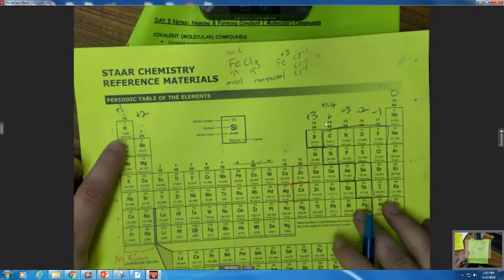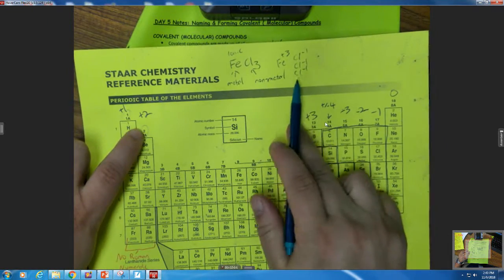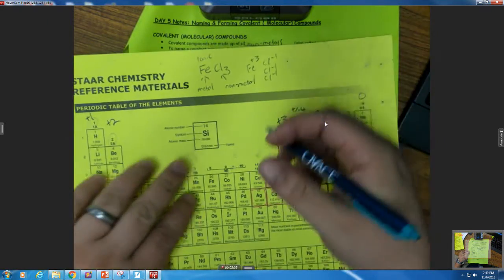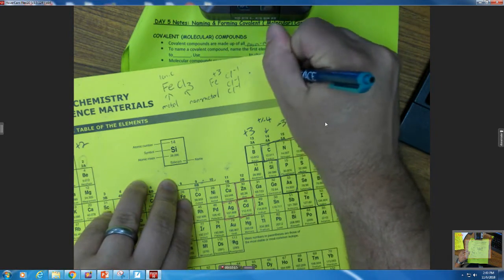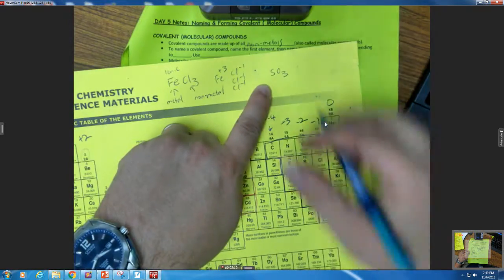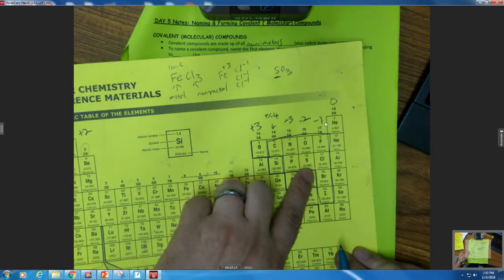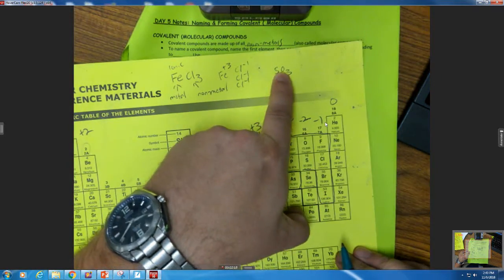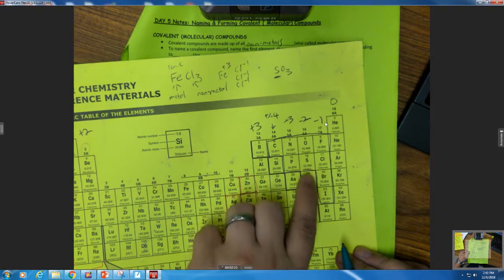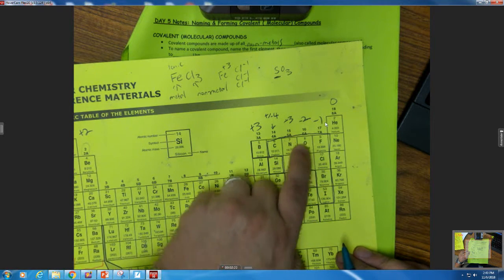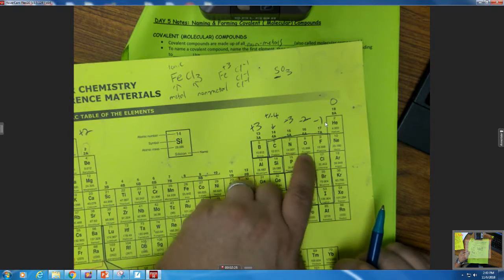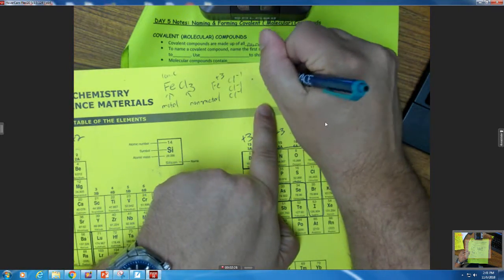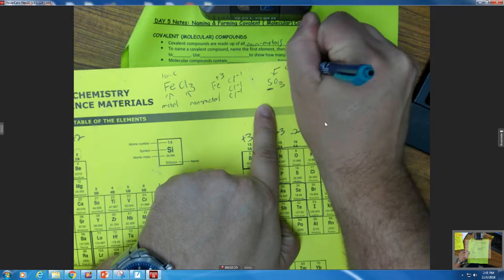Okay? But if I'm doing a covalent compound, well, how would I know it's covalent? Might be something like SO3, right? Sulfur is a nonmetal. Oxygen also is a nonmetal. So it's made up of only nonmetals. So that tells me that this is a covalent compound.